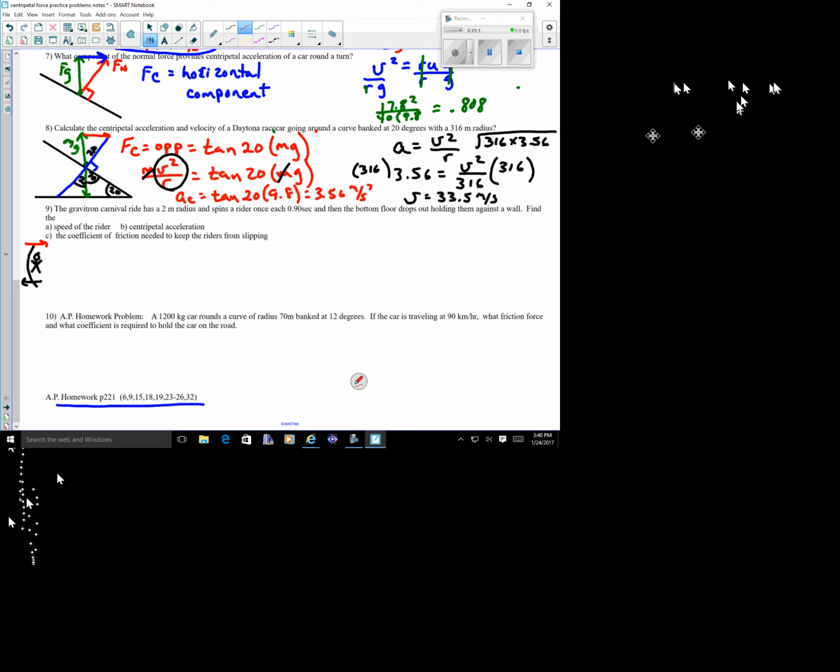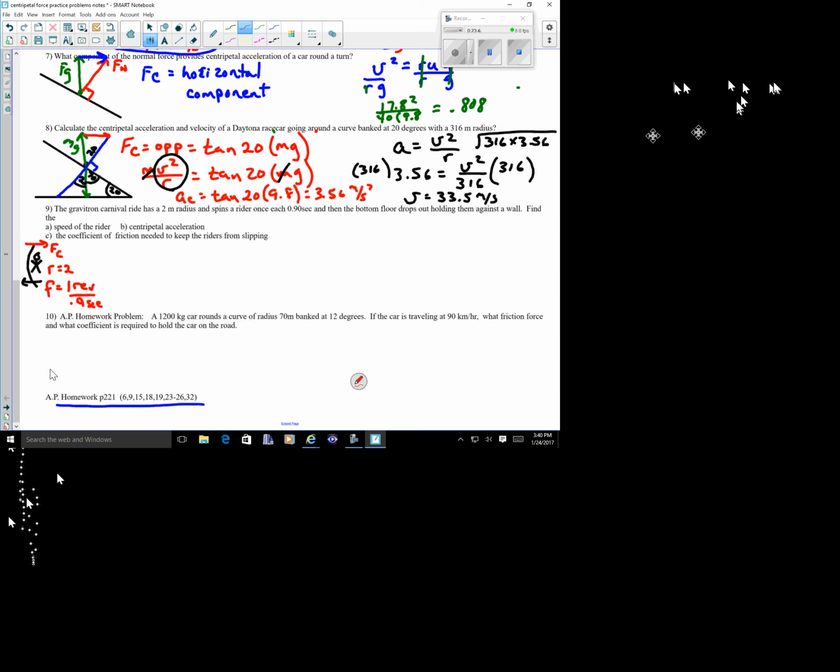And what it wants to know is this. Part A, what is the speed of the rider? Well, first of all, it says the Gravitron carnival ride has a radius of 2 meters. So I'm going to put down r equals 2. And it spins the rider once each 0.9 seconds. So the frequency is 1 revolution every 0.9 seconds. So we've got to figure out what that is in meters per second, since we're doing linear velocity.